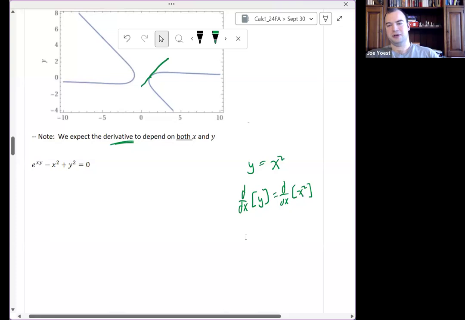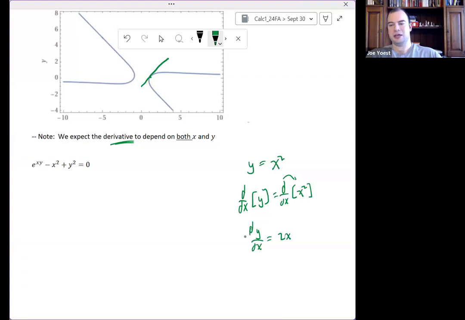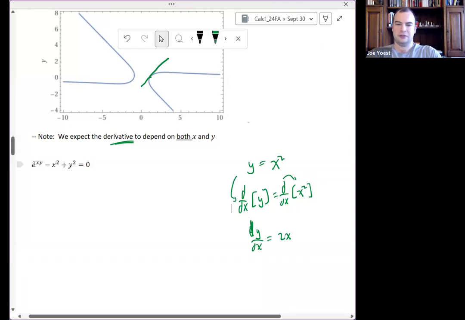Well, if I apply this differential operator to both sides, d by dx of y, well, that's just another way of saying dy dx. And then I can apply the differential operator to x squared, and that gives me 2x. That gives me the same thing. I mean, it's not groundbreaking, but the thought process is apply an operation to both sides of the equation. That's the differential operator with respect to x. Can I do that over here? I mean, I suppose I can.